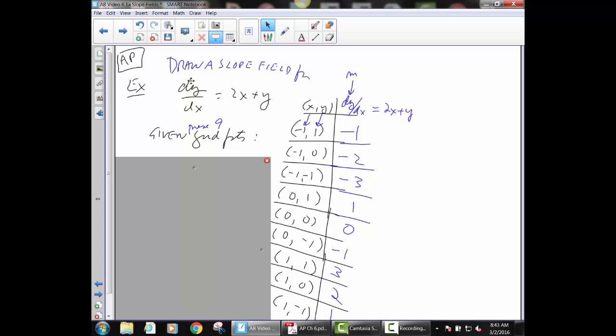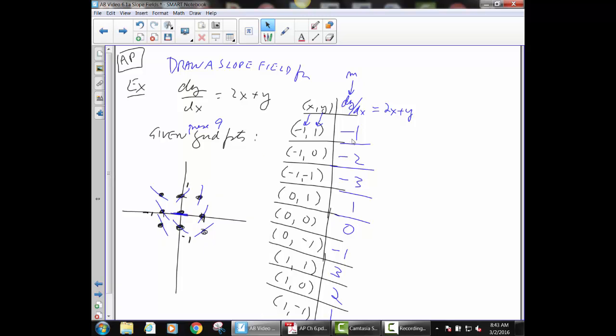The formula for the slope, the dy dx, the differential equation, is 2x plus y. So 2 times negative 1 plus 1, 2 times negative 1 plus 0, etc., all the way down the line. And then you simply go to each of those points and draw the corresponding slope. So at the point negative 1, 1, we have a slope of negative 1. At the point negative 1, 0, we have a slope of negative 2. At the point negative 1, negative 1, we have a slope of 3, etc. And that's all they're going to ask you to do.